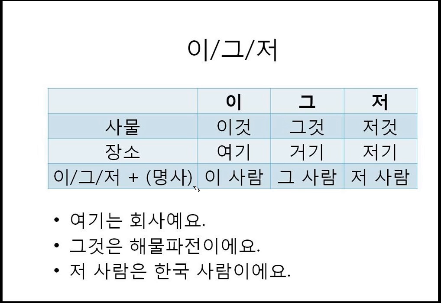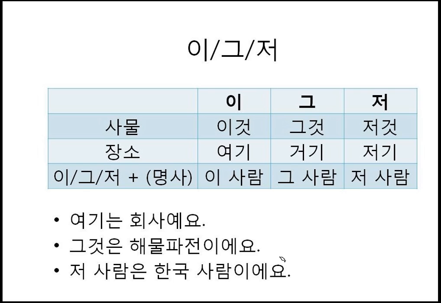And if you're indicating a certain person, you may use 이 사람, 그 사람, 저 사람. That is 이 사람, this person, 그 사람, the person, 저 사람, that person. When a person is close to the speaker, 이 사람 is used. When the person is close to the listener, 그 사람 is used. And when the person is far from listener and speaker, 저 사람 is used.